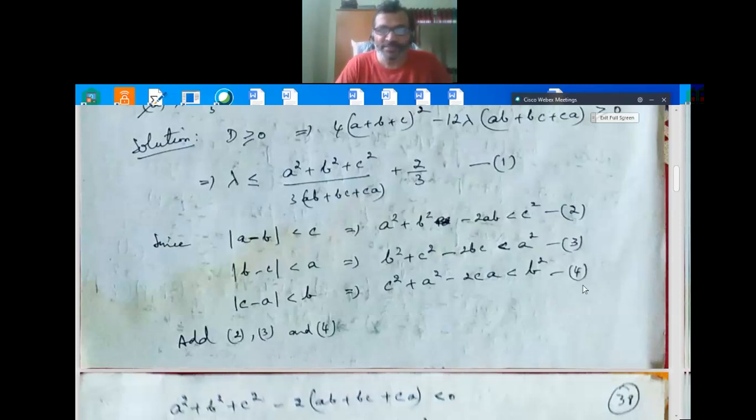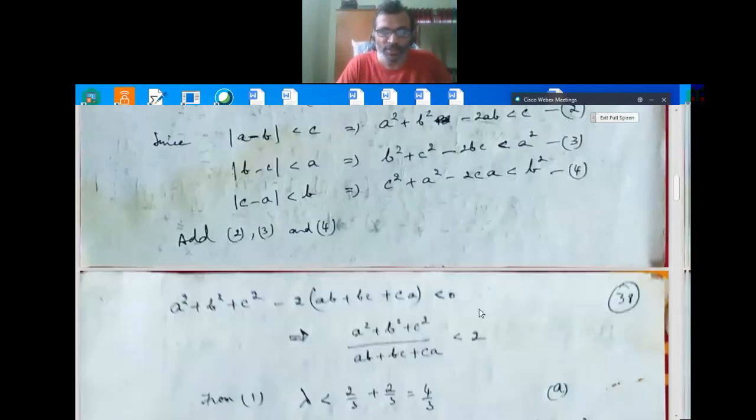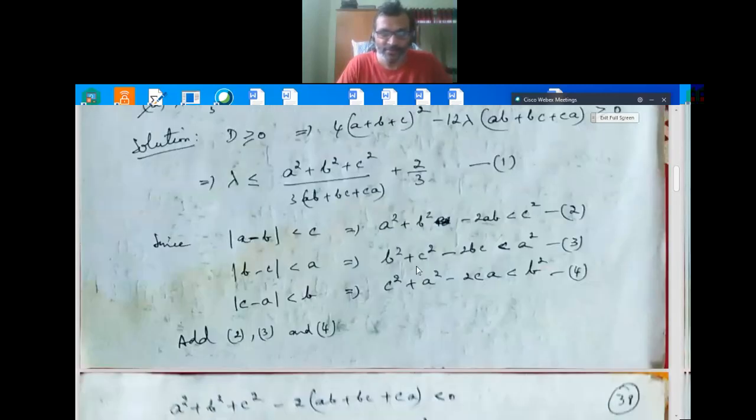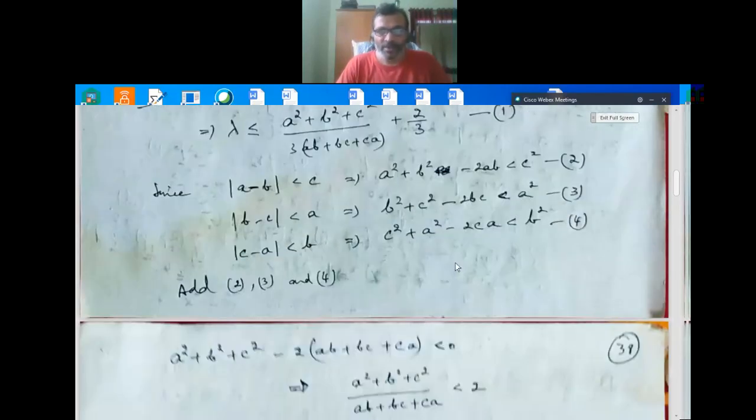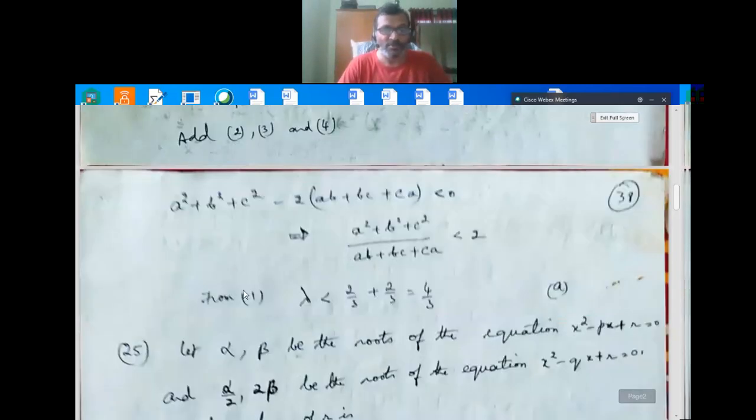So once I get this, I add all three of these, add 2, 3 and 4. So what I get here, if I add, minus 2 outside, that is AB plus BC plus CA, then A squared plus A squared is 2A squared, 1A squared is here. So 2A squared minus A squared will be A squared. In a similar way for 2B squared, 2C squared and A squared, B squared, C squared on the right side. So when you subtract, we get A squared plus B squared plus C squared minus 2 into (AB plus BC plus CA) less than 0, which implies (A squared plus B squared plus C squared) by (AB plus BC plus CA) is less than 2.